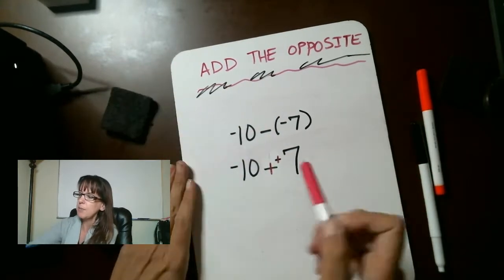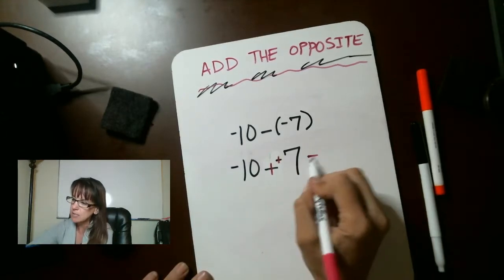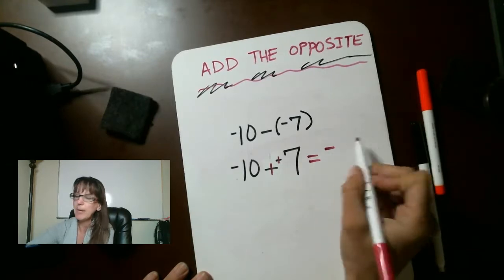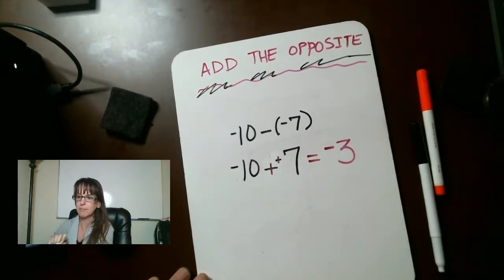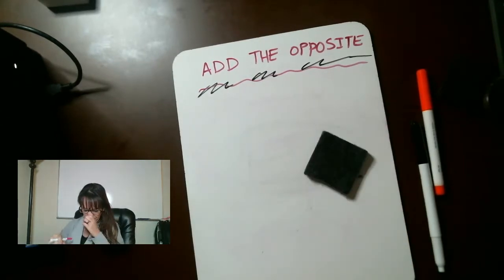So, coming back up to our problem here, -10 plus a +7. Now that we've corrected it to an addition problem, which team is larger? Looks like our negative team. By how many? 3, okay? So let's fix some of these other ones.